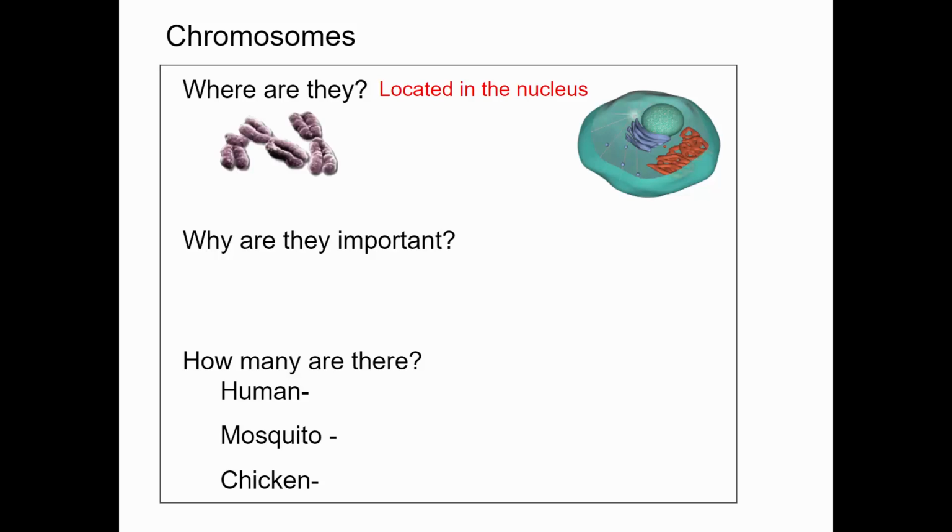Now they look like these sort of X's at certain times. Other times they might look like half of the X. Other times you look in a cell and you can't actually see the chromosomes. They're kind of unwound. But oftentimes you'll see them drawn as these X shapes. These are actual electron microscope images of chromosomes. And they're found in the nucleus, as we said.